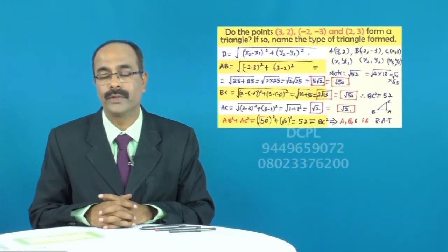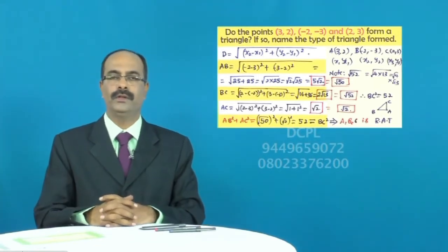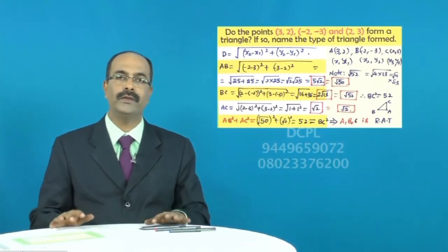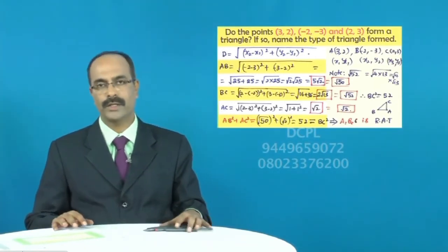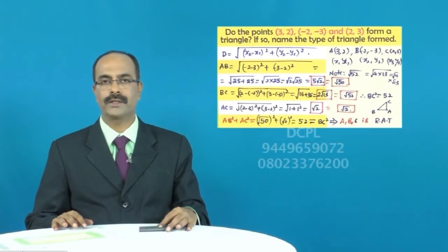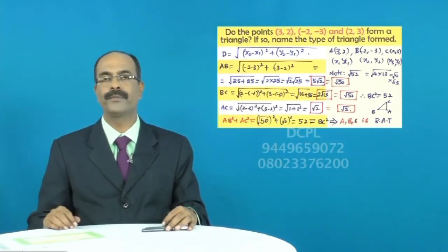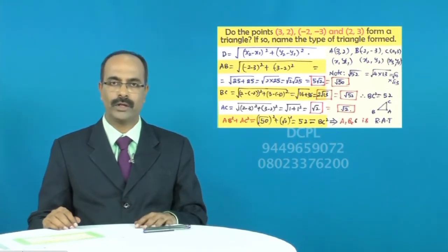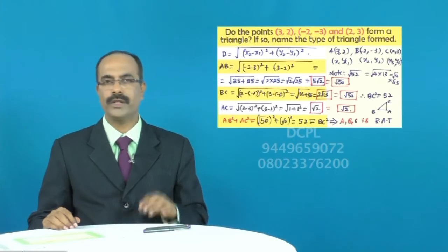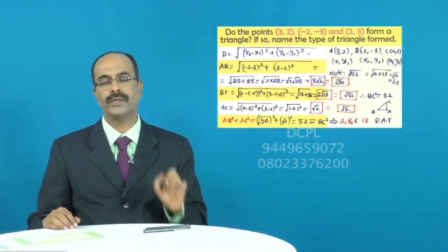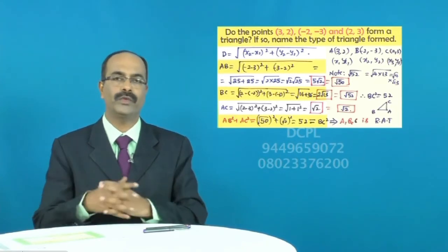So what is that you have understood here? What is the moral of this story? First you have to find out the sides. After finding out the sides, use the concept. If it is a triangle, then you have to find out whether it is a right angle triangle or not. To find out a right angle triangle, what concept will we use? We'll use a concept called the Pythagoras theorem. What is the Pythagoras theorem? The square on the hypotenuse is equal to the sum of squares of the other two sides.